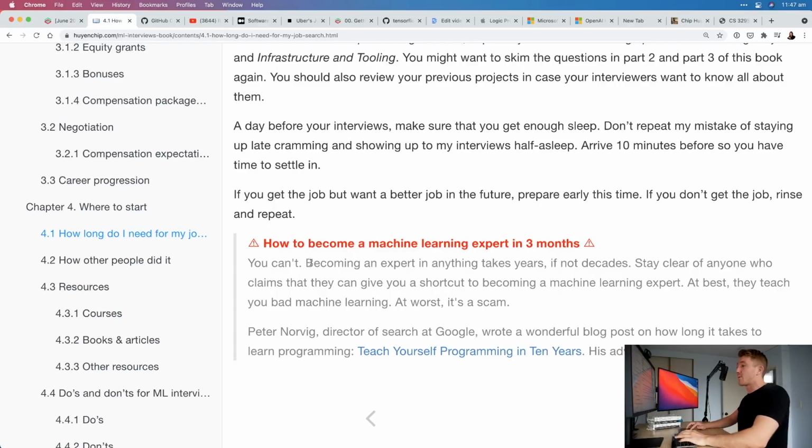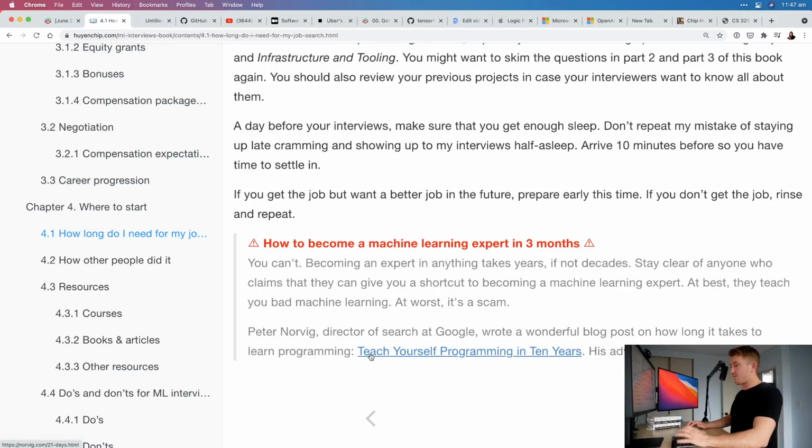You can't, right? I've been doing this stuff for 4 years and I'm still nowhere near an expert. I'll be the first one to tell you where I can improve. But becoming an expert in anything takes years, if not decades. At best, they teach you bad machine learning. At worst, it's a scam. So anyone who claims to give you a shortcut to becoming a machine learning expert, I got trapped in this in the past. I thought I could do everything in 3 months, 6 months, or whatever. That's the curse of the internet. It speeds up everything. But it is a scam. You take enough shortcuts, you end up taking the long cut.